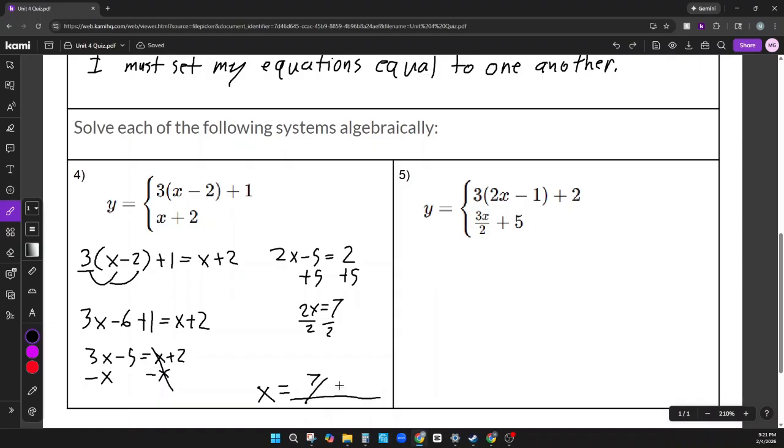Got a fraction on this one. I know not all of us love fractions, but they come up when we need to get comfortable with them. If you ever get a weird looking answer, go back, definitely check your work. But sometimes we just get a fraction. This one's going to be 7 over 2.